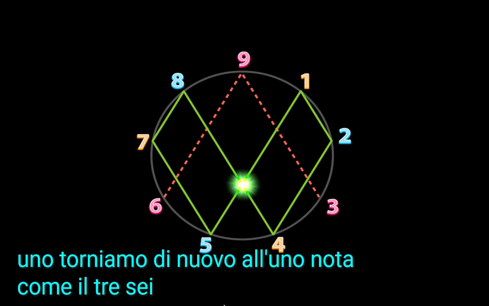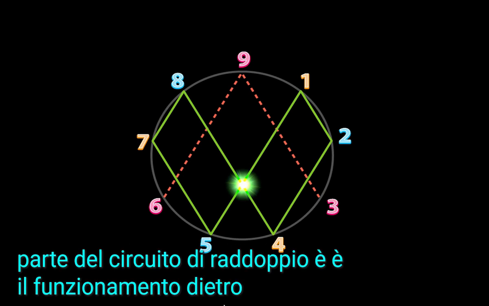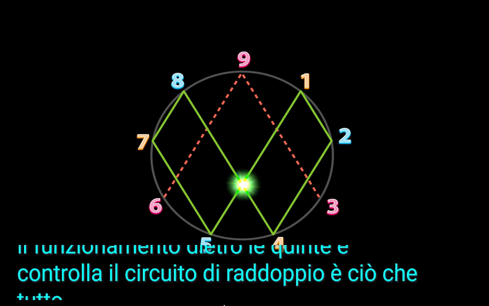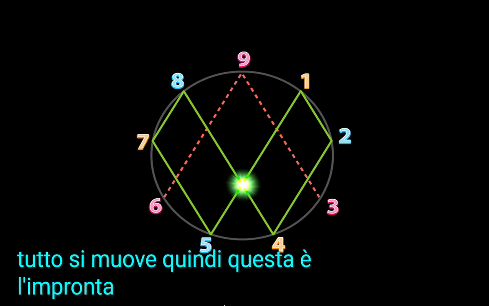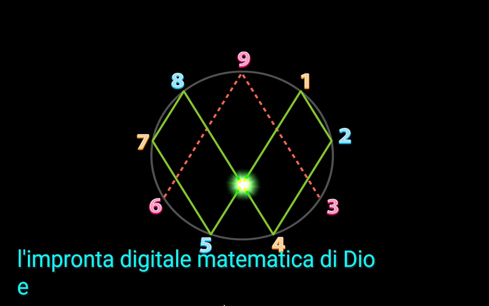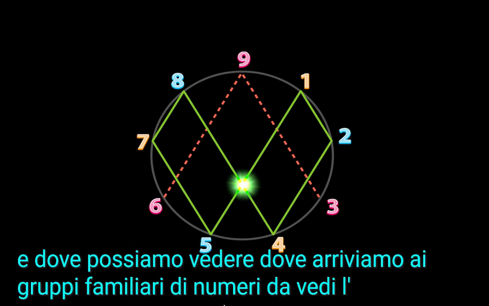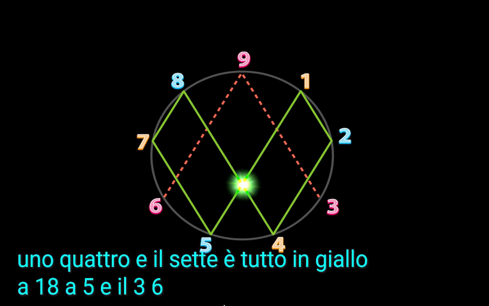Notice how the 3, 6, and the 9 is not a part of the doubling circuit. It is the workings behind the scenes and controls the doubling circuit. It is what everything is moving around. So this is the mathematical fingerprint of God, and where we get the family number groups from. You see the 1, 4, and the 7 is all in yellow, 2, 8, and the 5, and the 3, 6, and the 9.